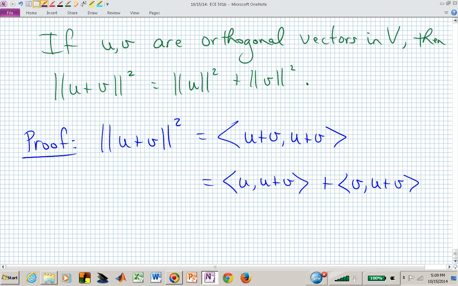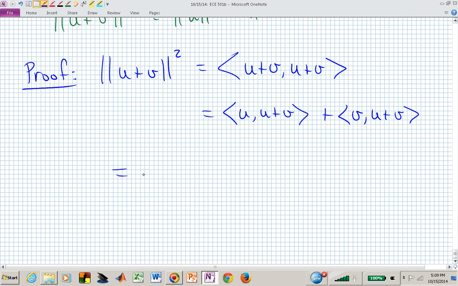Now what do we do? Well, we've just shown what the additivity of the second slot allows us to do. It again separates each one of these into two different parts, meaning we can now rewrite this as the inner product of u with u, plus the inner product of u and v, that's from the first one because of additivity of the second slot, plus the inner product of v and u, plus the inner product of v and v.